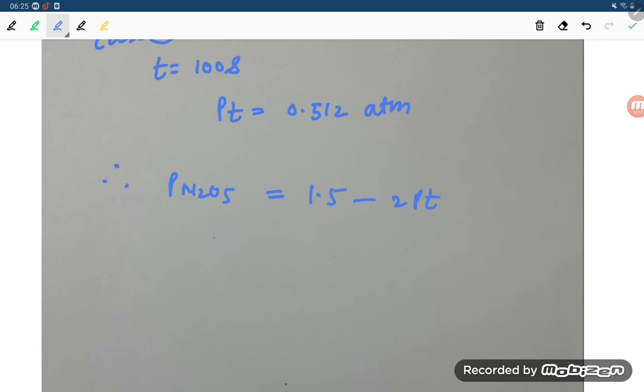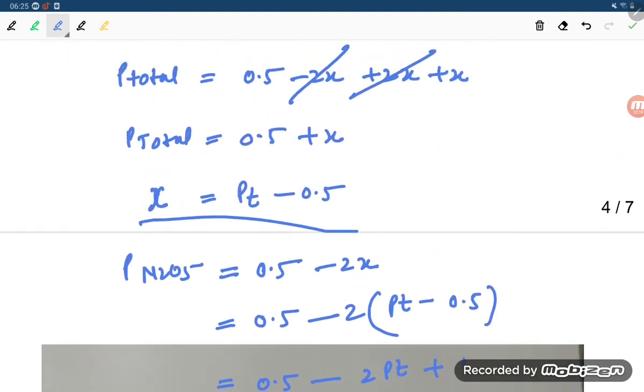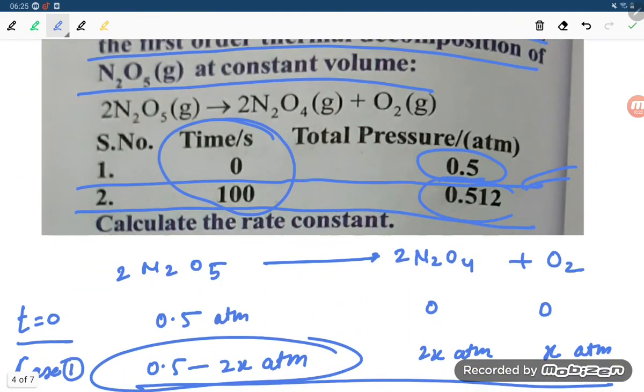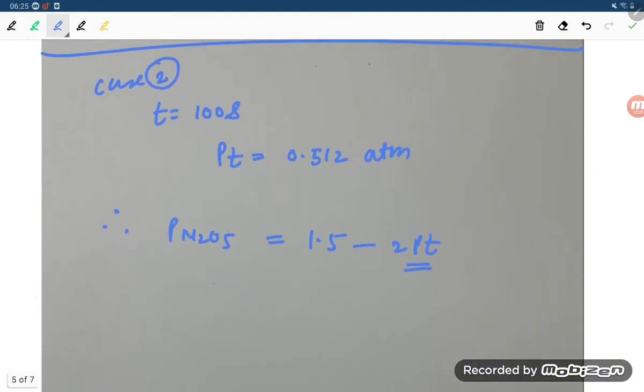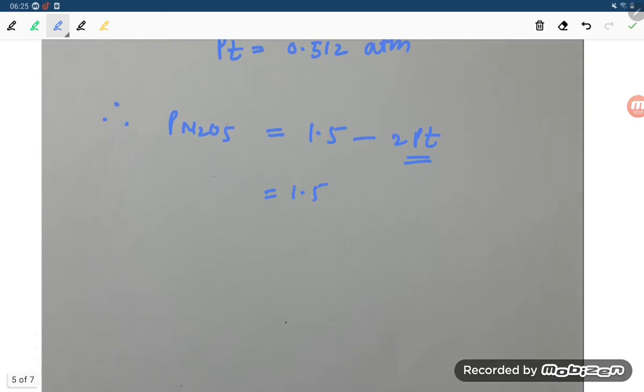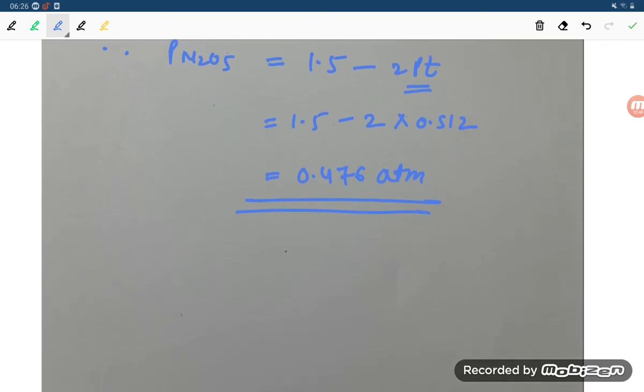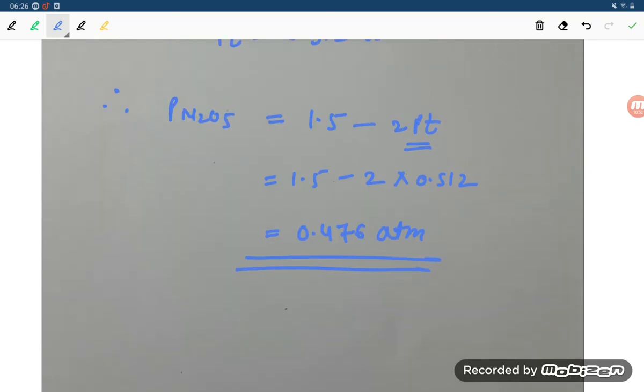Now see, the final pressure given in the question is 0.512. So we write 1.5 minus 2 into 0.512. If you calculate, it comes to 0.476 ATM. This is the P N2O5, that is, the pressure at that time.